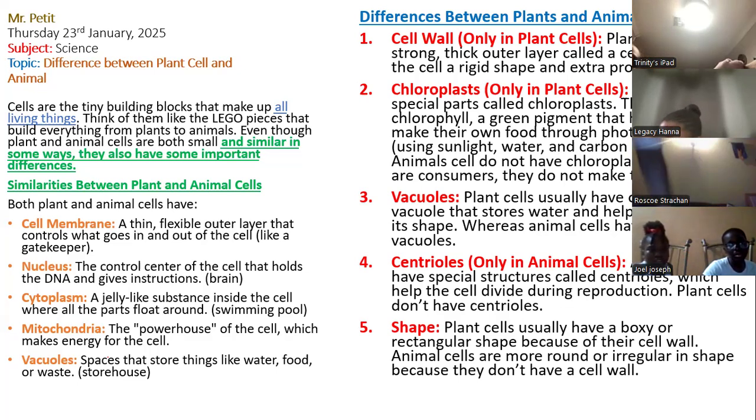They both have vacuoles. And they have a nucleus. Uh-huh. Cytoplasm. Uh-huh.